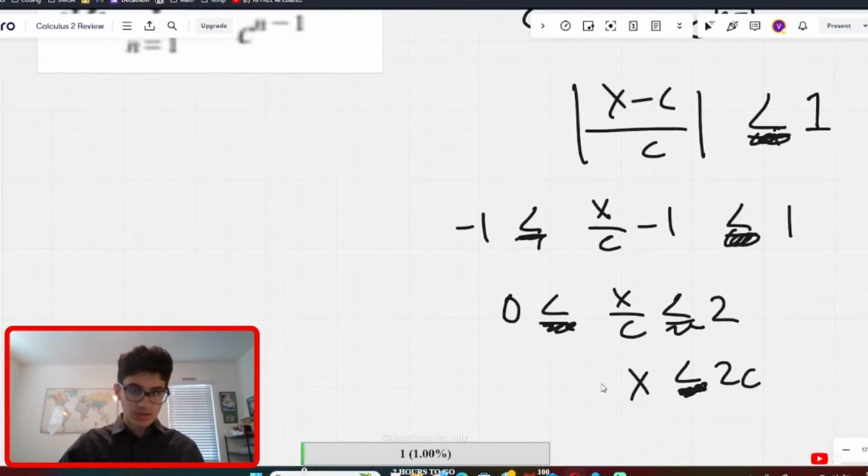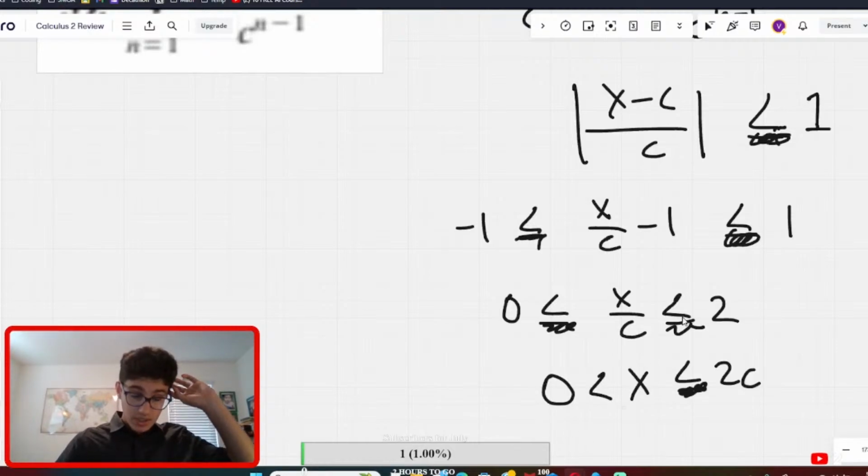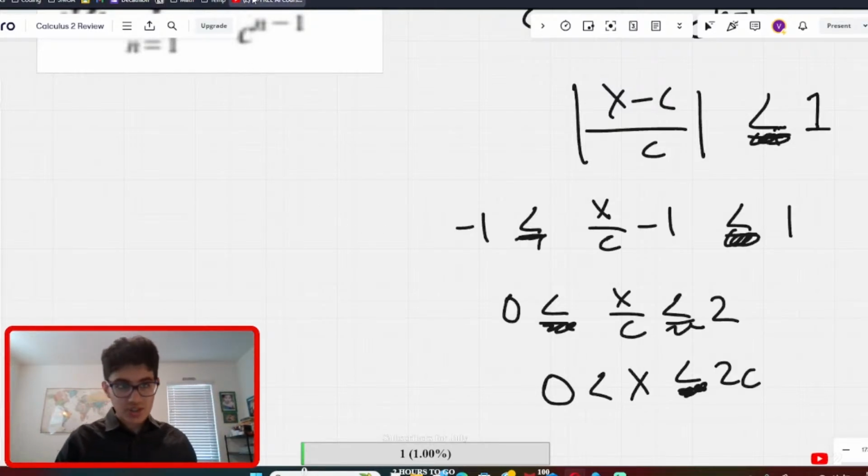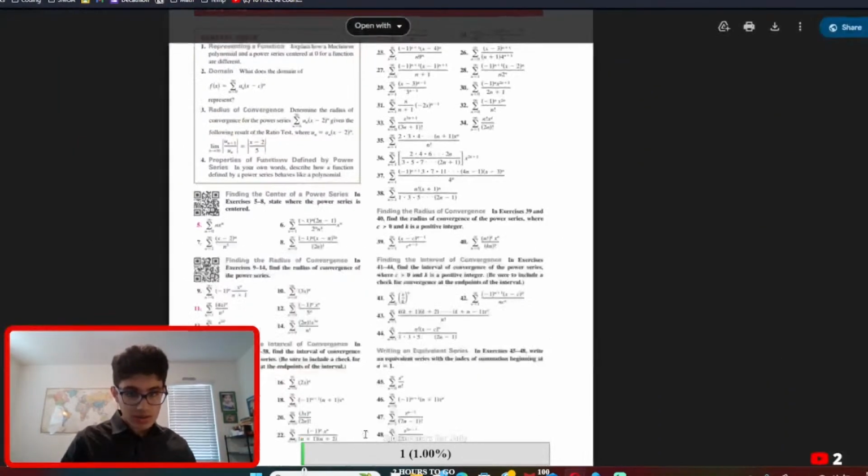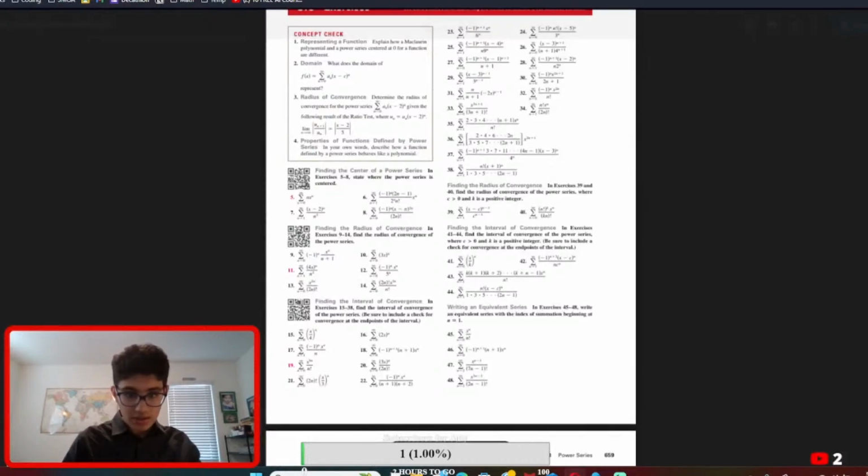but x is greater than 0, right? So the radius here isn't going to be 2c, it's half of the interval from 0 to 2c. That's basically the diameter if you think about it like that. So it should be c. Okay, c for question 39. 12, 40.